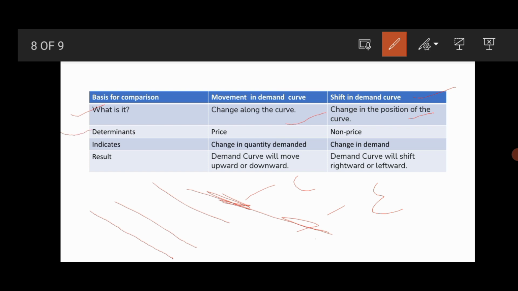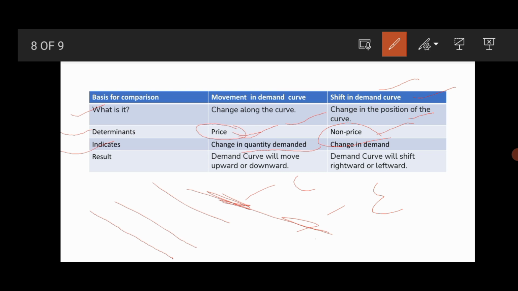Another basis for comparison is determinants. In movement in demand curve, change happens in the price, and because of that the quantity demanded changes. So the determinant we are considering here is price. And in case of shift in demand curve, we are considering non-price factors, that is, apart from price, all those factors which affect the demand are considered here.